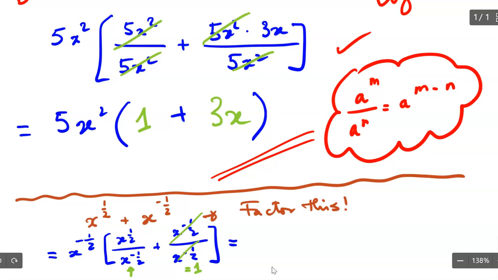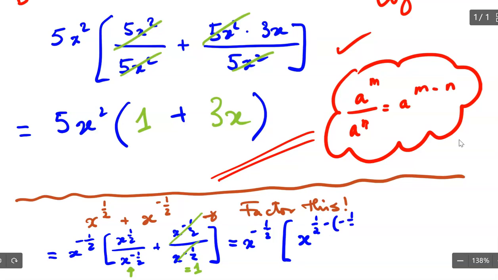Concept of exponent: when you divide two powers, you need to subtract the two exponents. So a raised to the exponent m divided by a raised to the exponent n, you keep the same base, but you have to subtract the exponent. So I will do the same for this. It will be x to the negative half outside the bracket, and here I will have x to the half subtract negative half. Okay, so I will subtract negative half.